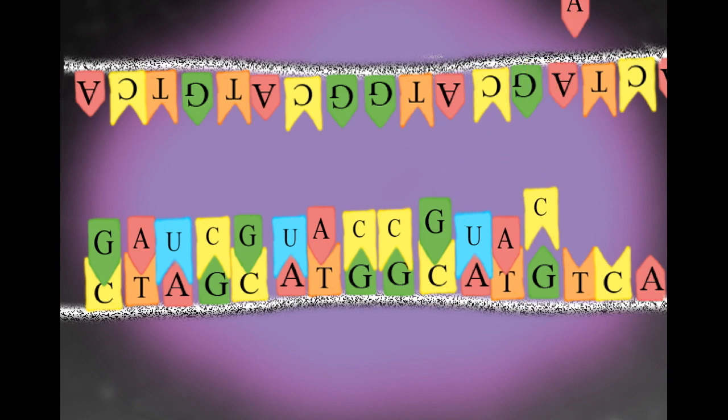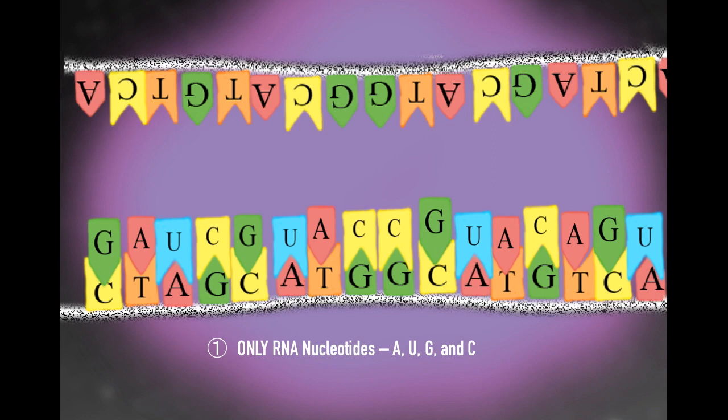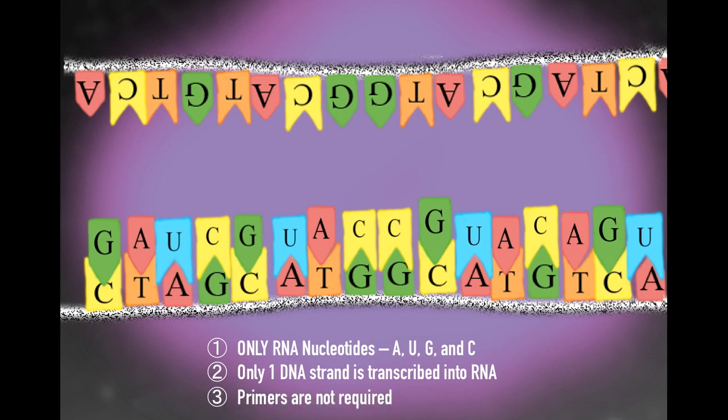Although this process seems similar to DNA replication, there are a few key differences you must make note of. Only RNA nucleotides are used to make the mRNA. Only one strand of DNA is transcribed, and primers are not required.